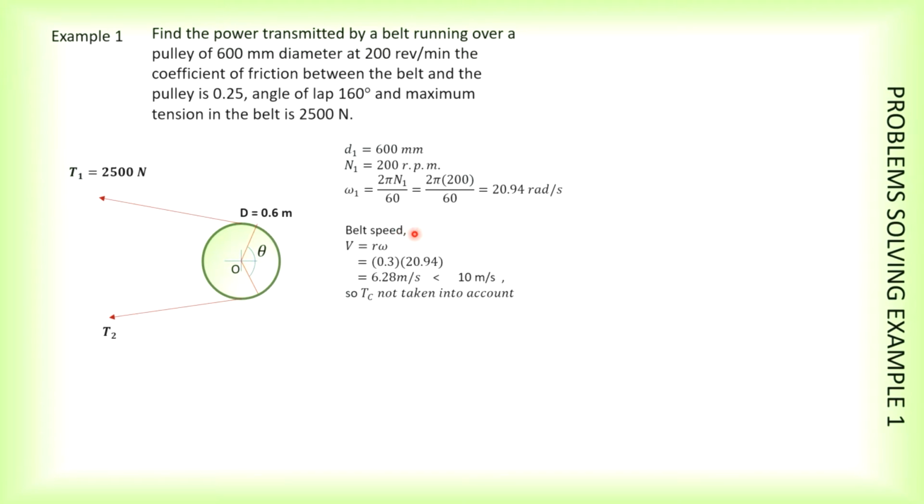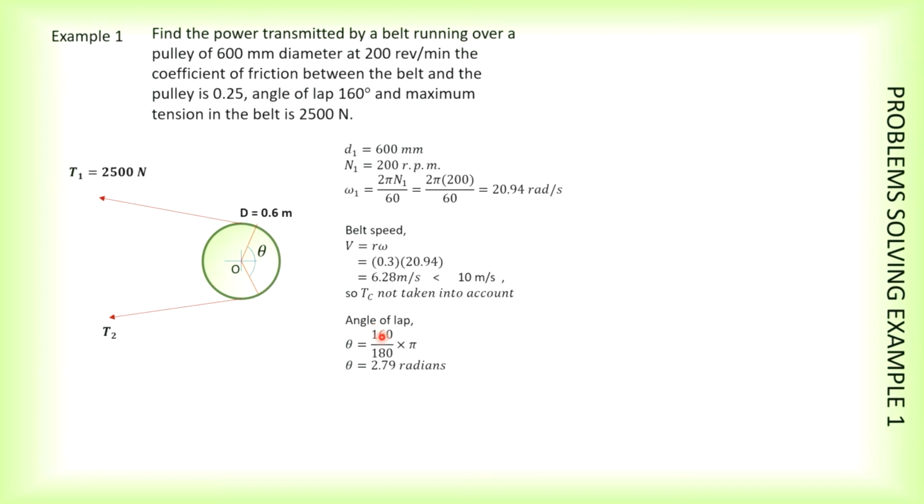After getting the angular speed, now we can find the belt speed by taking r omega. R is the radius of the pulley. This is given in diameter, so half of it is 0.3. With the speed of 20.94, you have your tangential speed or your belt speed as 6.28 meter per second, which is less than 10 meter per second. So that is why in this problem, we don't take TC into account.